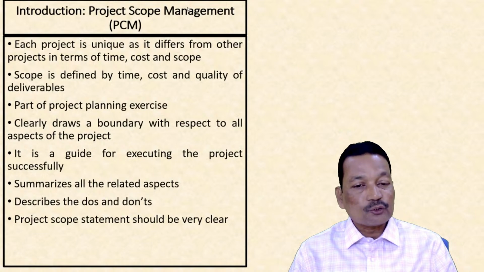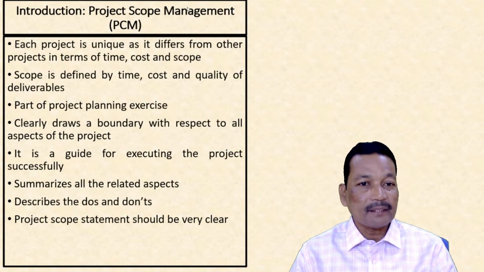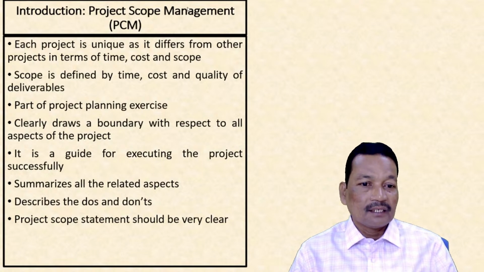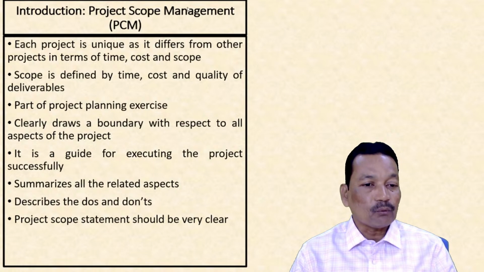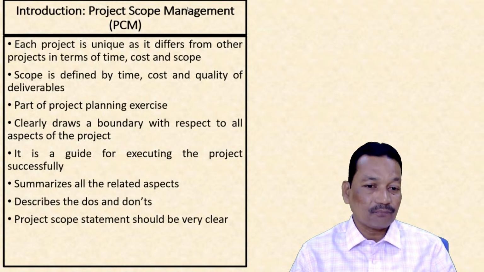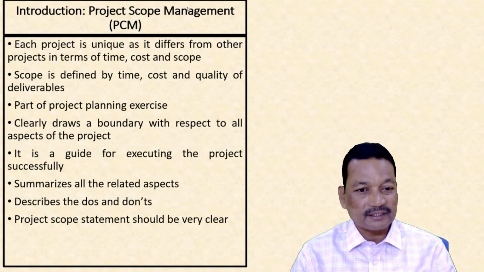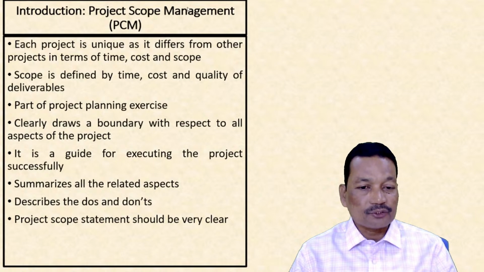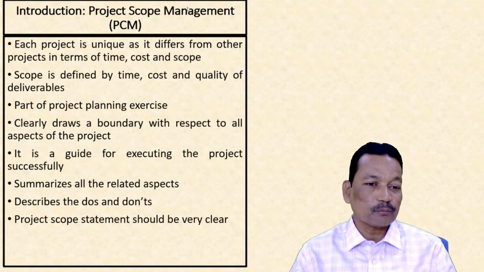The project scope statement should be very clear. When we talked about scope, we said it is defined by time, cost, and quality. Now, when we are talking of the project scope statement, we should clearly mention by what time or how much time it is going to take. What is the estimated budget of the project? What is the quality of the deliverables, or in other words, the goods and services that are going to be produced out of the project? In other words, what is the quality or the value for money of the outputs of the project? That should be clearly stated in the form of the project scope statement.